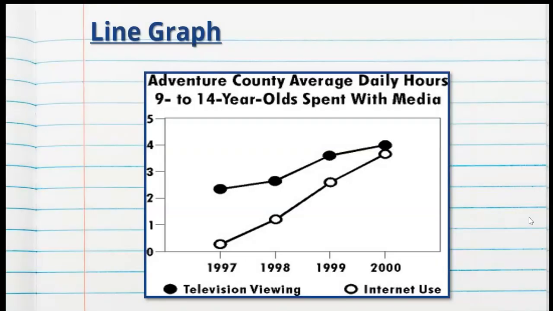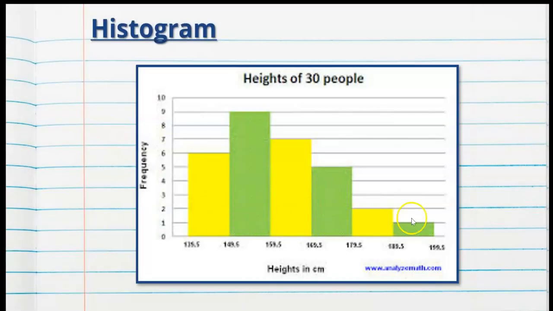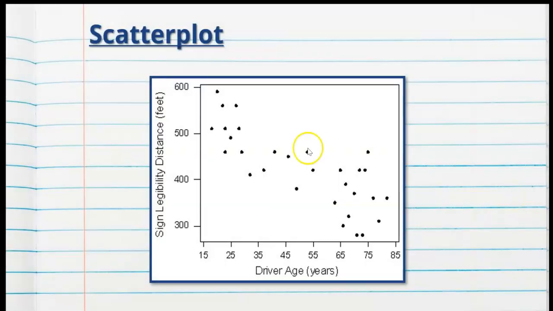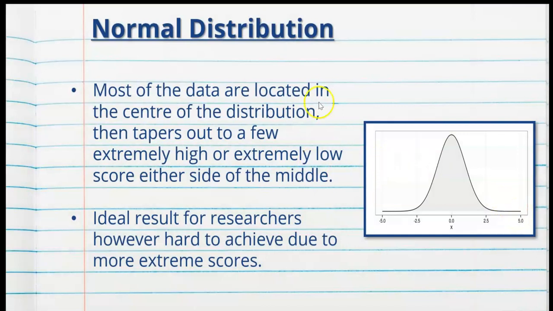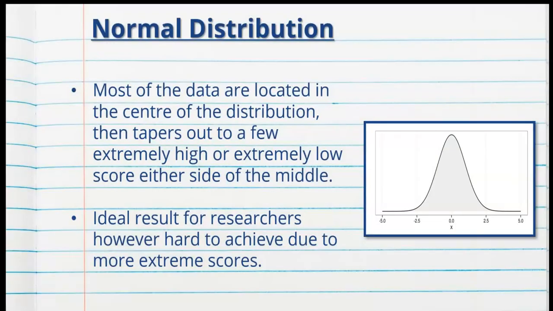So this is a typical line graph. This is your bar or column graph. This is your histogram, all right, where the bars are touching, and this is a scatter plot. So I'm going to come back to that in a minute, but first we need to talk about distribution and how that relates to scatter plots and standard deviation and things like that.